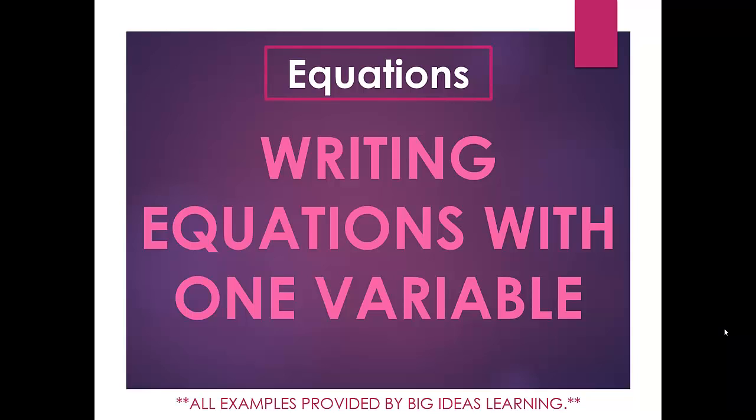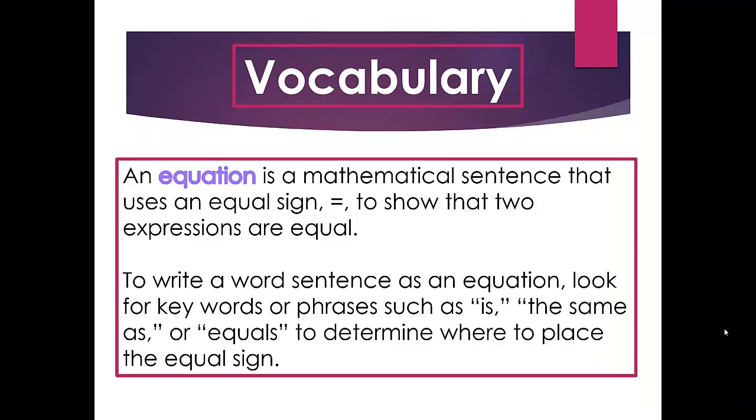Today's lesson is writing equations with one variable. An equation is a mathematical sentence that uses an equal sign to show that two expressions are equal. To write a word sentence as an equation, look for keywords or phrases such as is, the same as, or equals to determine where to place the equal sign.